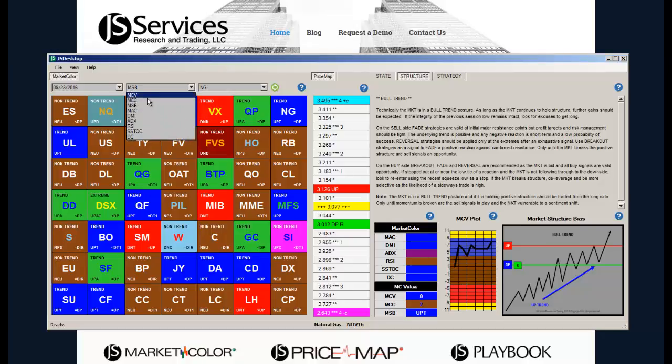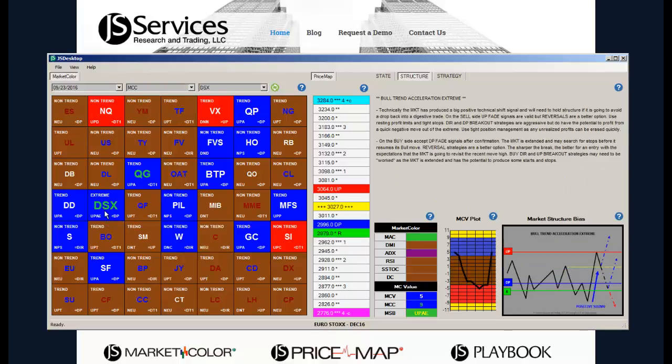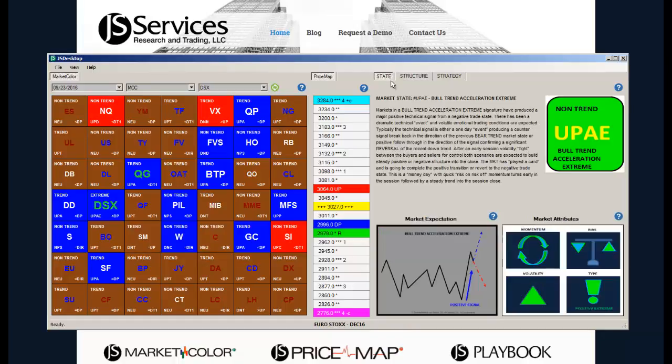We can also sort by the MC value change, which gives us interesting insight into markets that have had big technical movement. So the larger the symbols, the more movement a market has had. For example, the Euro stocks. We had a market that was in a bear trend situation and had a big technical shift, an MC value change of 9, which is a very big change of state, and this is a unique state called a bull trend acceleration extreme.